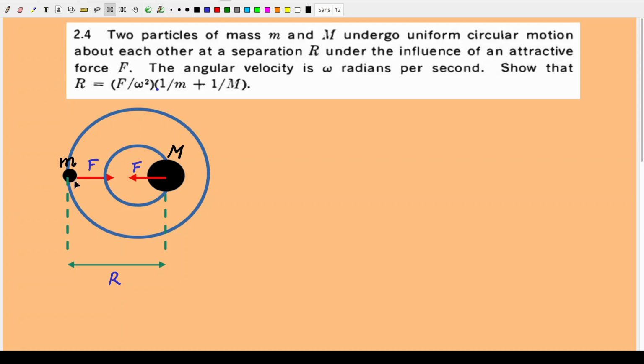So you see, here's a force F and here's a force F. Because of Newton's third law, they must be equal but opposite. And here is one circular orbit for the larger mass, and here is the circular orbit for the smaller mass. And we also know that the angular velocity is omega radians per second, and we should show that the following expression is true.